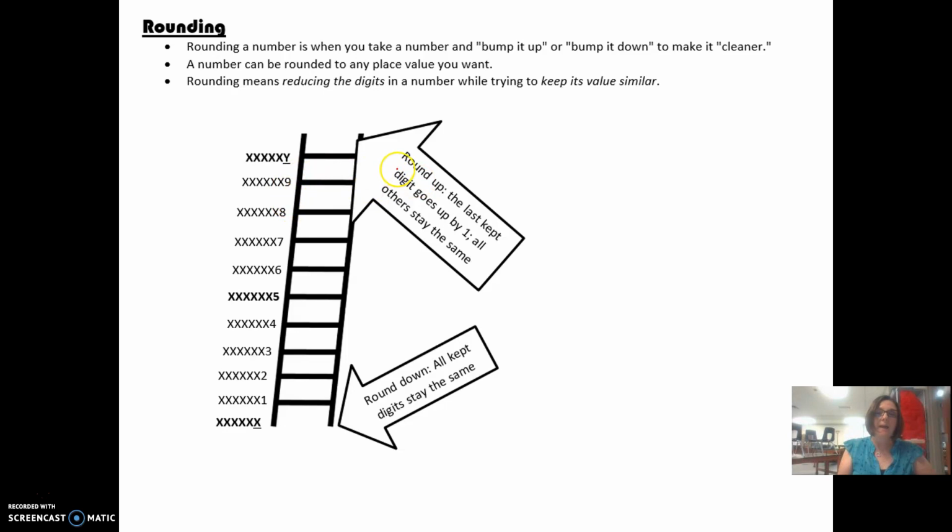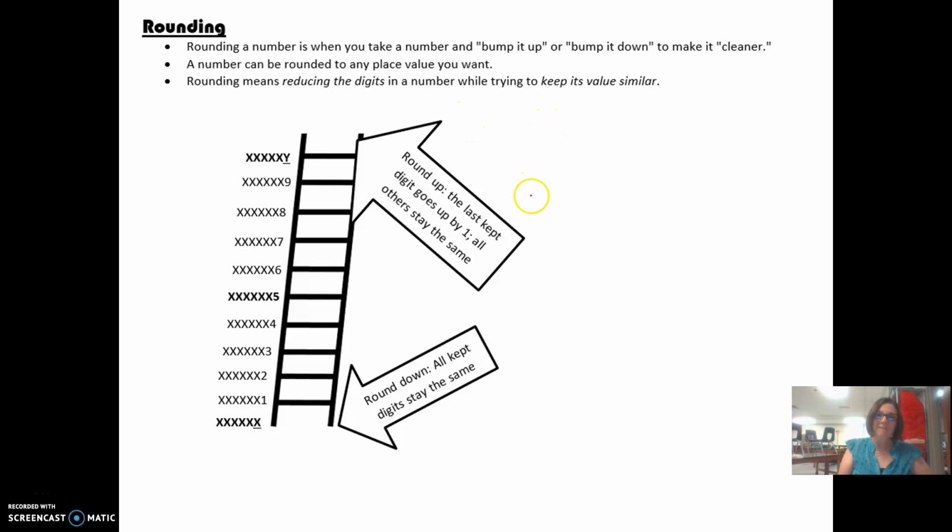You can round to any place value that you want. Usually that's going to be dictated by the numbers in the problem, and you'll learn a little bit more about how you could tell that later. And finally, rounding means you're reducing the number of digits in a number while keeping the value similar to what it was.